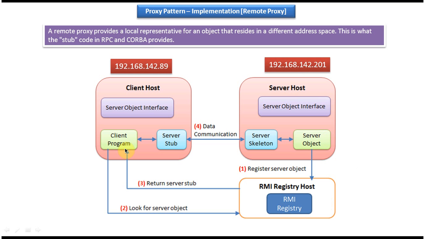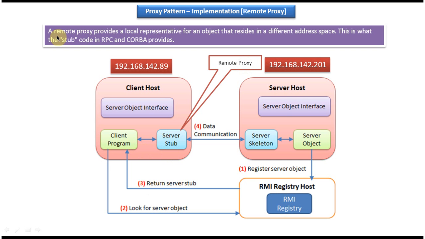Okay. So this client program wants to access some method of the server object, right? So this client program has to look up the server object in the RMI registry using the key. So the RMI registry will check whether any server object exists with that key. If it is there, then it will return the server stub to the client program. Okay, so the client program got the server stub. Here the server stub is nothing but the remote proxy.